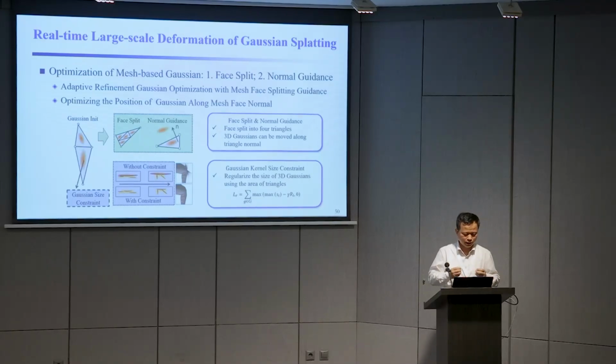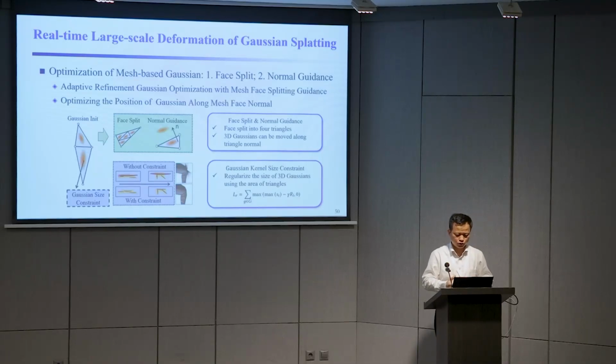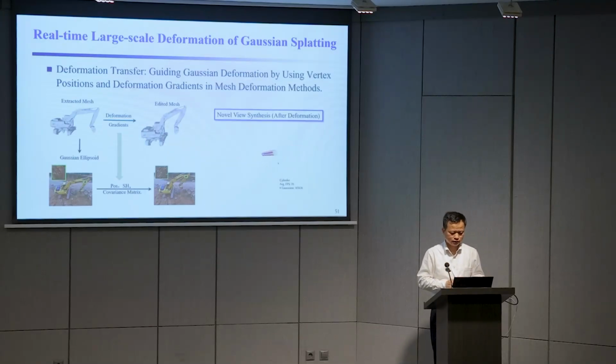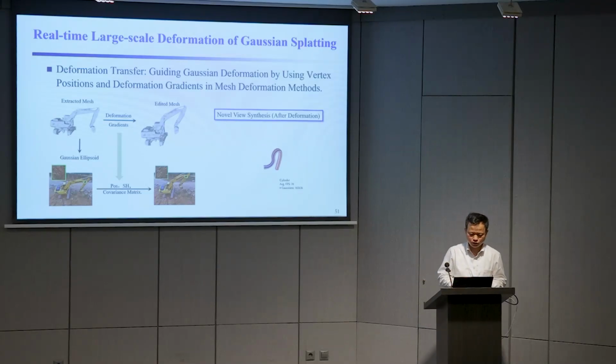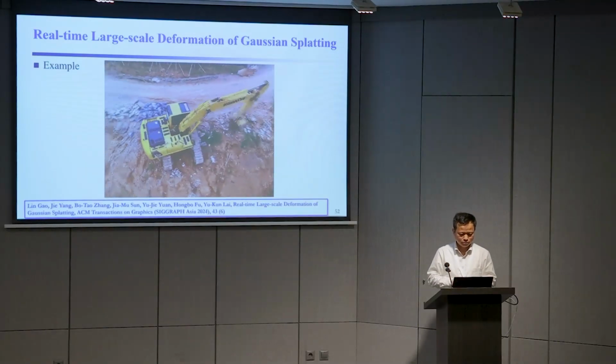The authors of this research work optimize mesh-based Gaussians. So there are two key components. The first is face splitting, adaptive refinement Gaussian optimization with mesh face splitting guidance. So for some mesh, we split the triangle into 4 triangles, and then we use more Gaussian kernels. And the second is normal guidance, which optimizes the position of Gaussians around the mesh face normal to have better results. And deformation transfer, guiding Gaussian deformation by using vertex positions and deformation gradients in the mesh deformation method, so we can have very nice results. So I think this topic is quite interesting and very useful for some engineering applications. So this is an example.